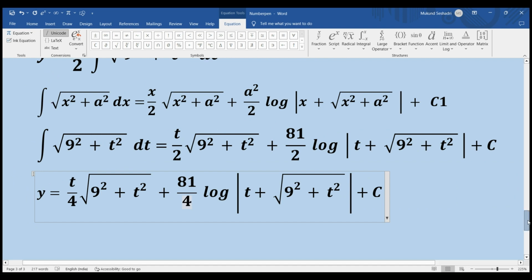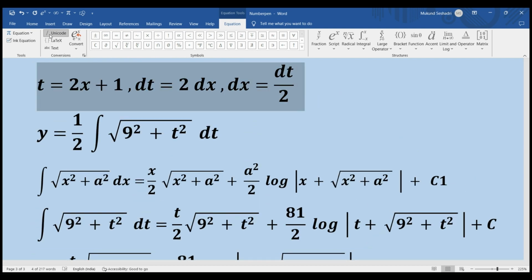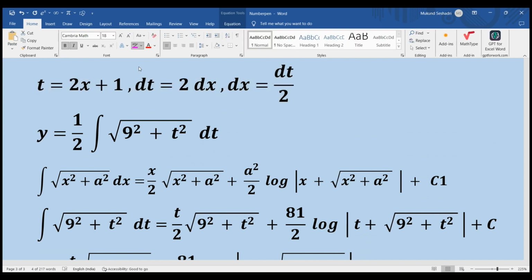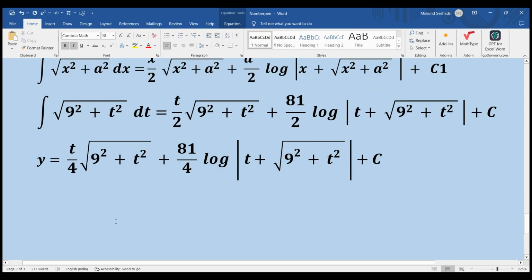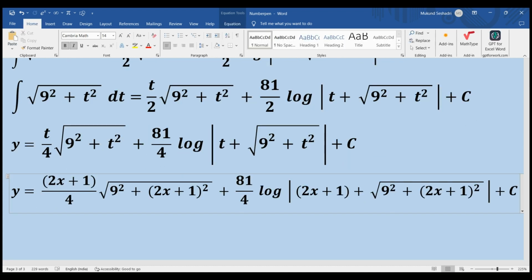I want you to recollect that the substitution that we made is t equals 2x plus 1, right? So I just go up and draw your attention to the substitution that we made initially. Let me highlight it in yellow. All that I need to do is replace the t with 2x plus 1, right? So there we are.